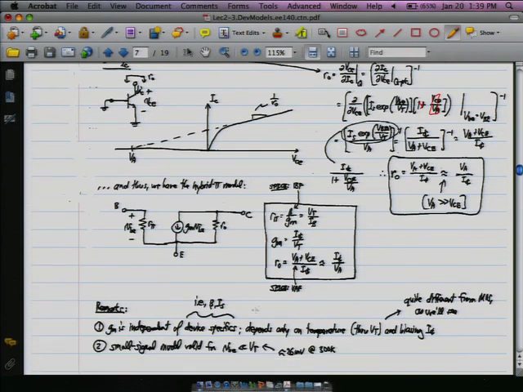All right, and thus we end up basically with the hybrid pi model that we introduced before. Here's a summary of all the parameters.